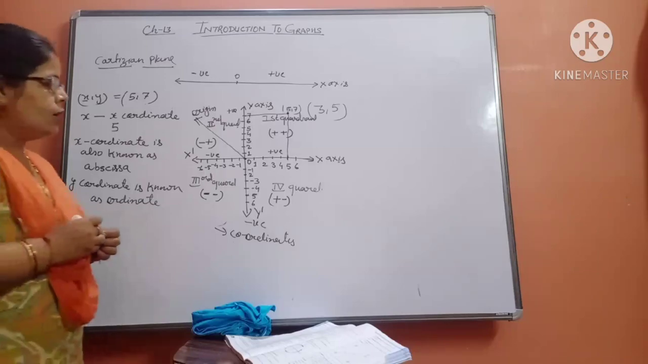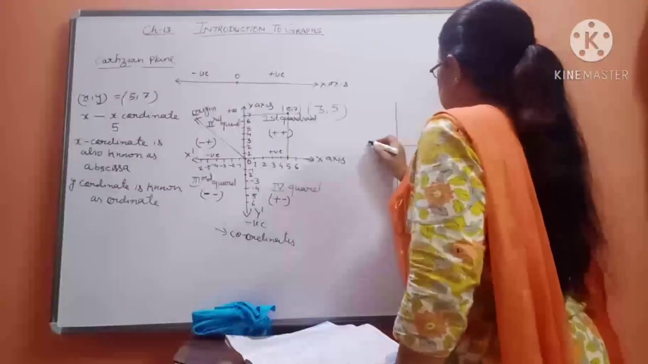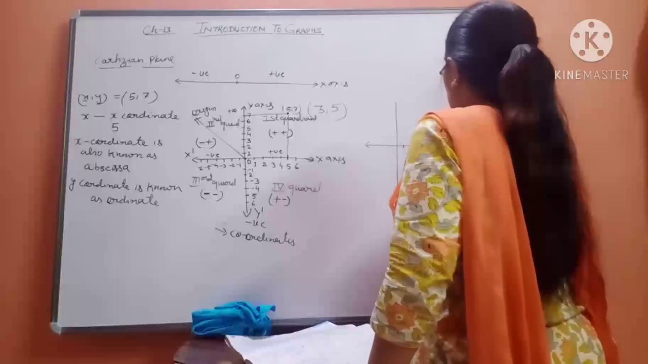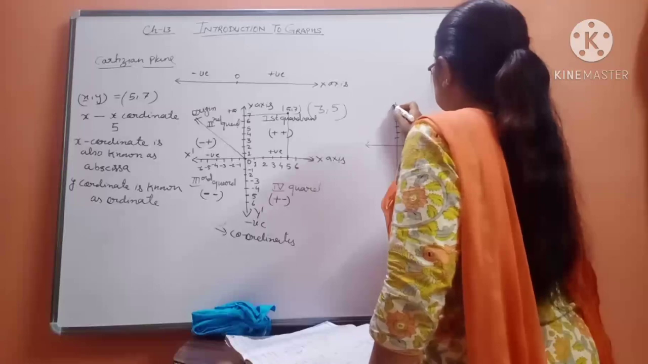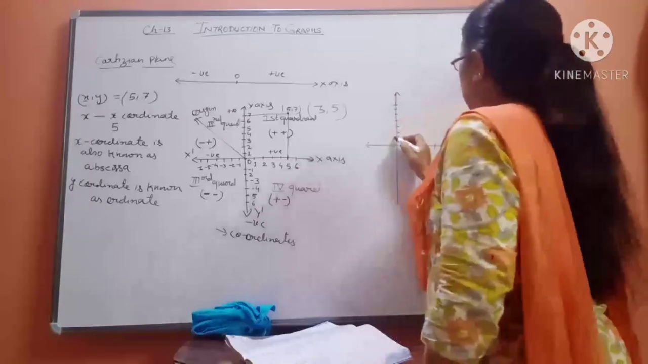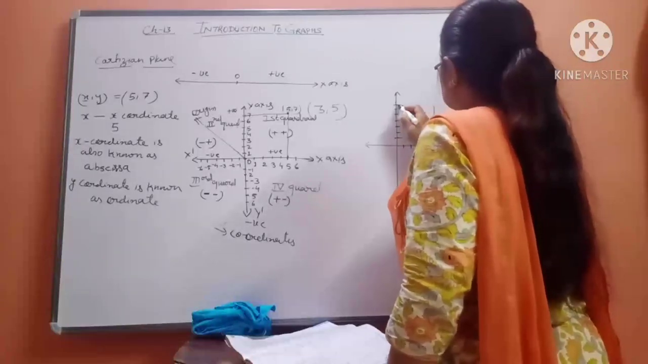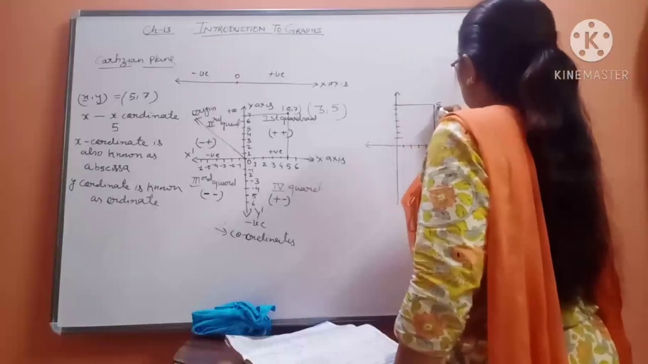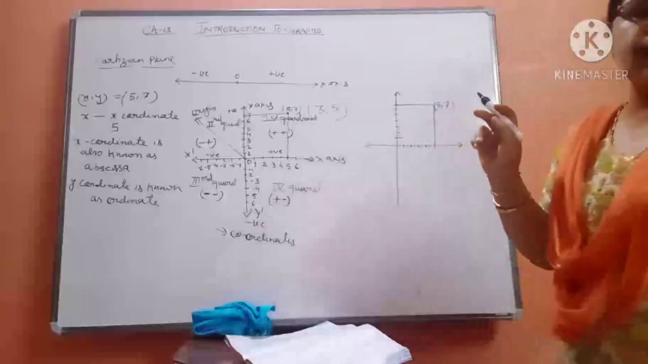Now try to understand how I have denoted it. In one Cartesian plane I am making, and there I am denoting them. 1 2 3 4 5, 1 2 3 4 5 6 7. I will teach you this part on graph paper also from the next class. So this is 5 and this is 7. 5 comma 7. The abscissa's value is 5 and the ordinate's value is 7.